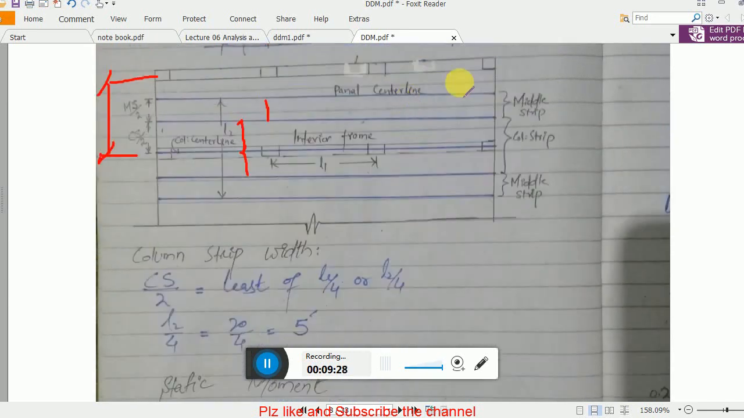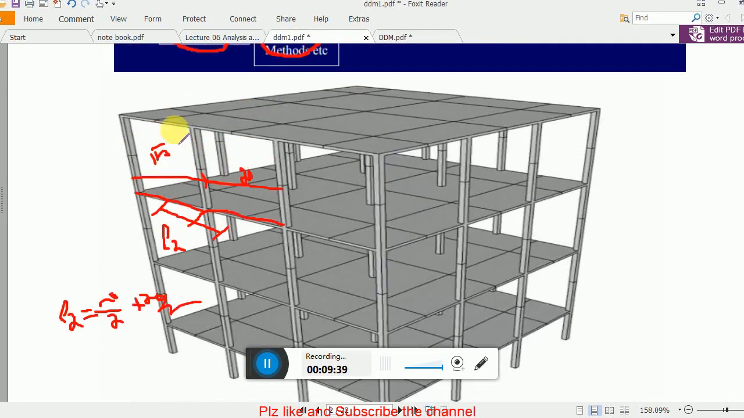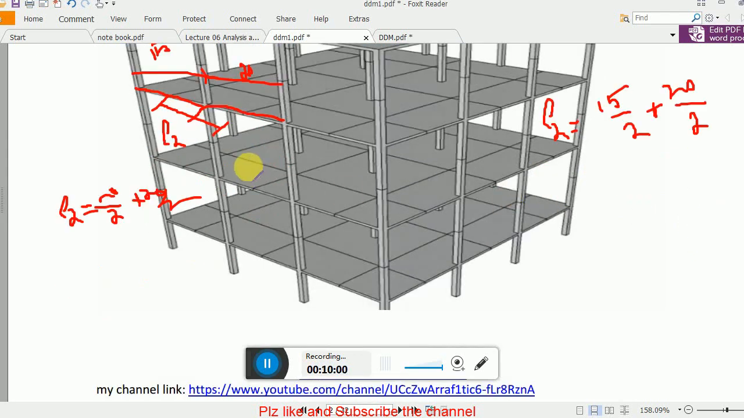Most of the students are confused in this because they say that you are doing the analysis for a simple system, like as I am assuming here 20 feet this one, 20 this one, 20 this one. But if they say this is 15 and this is 20, how can we do the analysis? So the procedure is the same. You just need to understand the concept. What will be L2 in that case? Let's say I write here, L2 will be in that case 15 divided by 2 plus 20 divided by 2. Okay, this is the way. Now in that case, if you are in middle strip, remember, middle strip will be here.